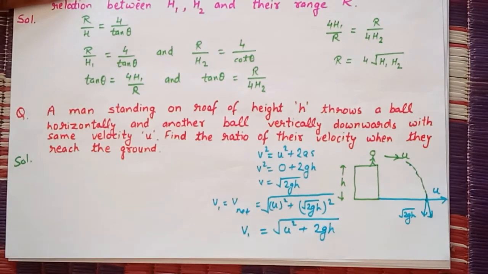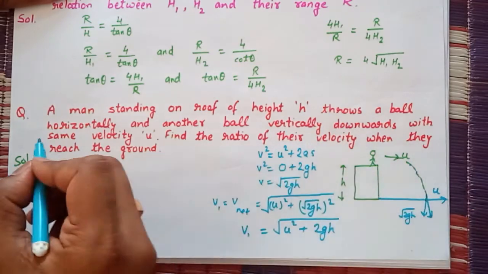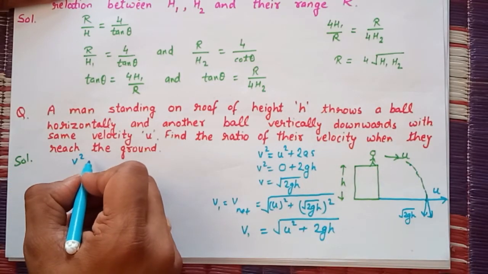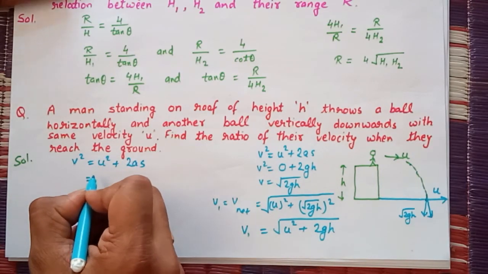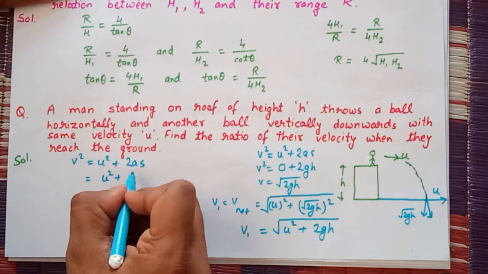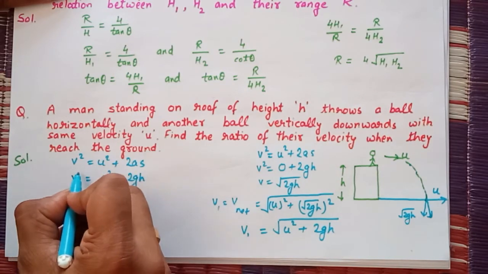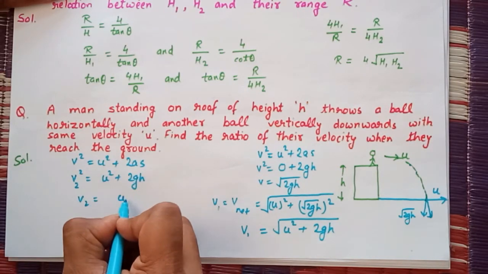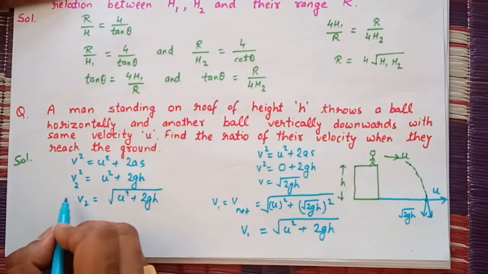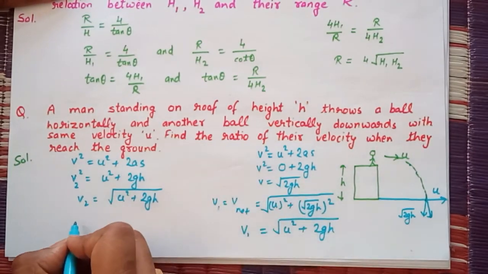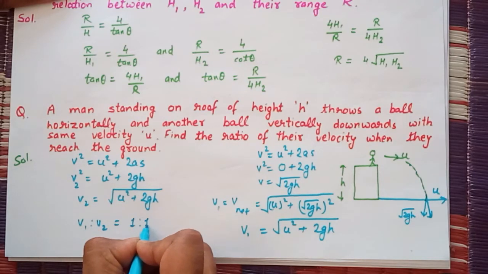Now the second ball was thrown vertically downwards with the initial velocity u. Applying the same formula again, the initial velocity is u, acceleration is g, distance covered is h, and the final velocity is v2, so v2² = u² + 2gh, and v2 will be the square root of (u² + 2gh). Now this one is v1, this one is v2. We have to find their ratio. Both are equal, so v1 to v2 will be 1:1.